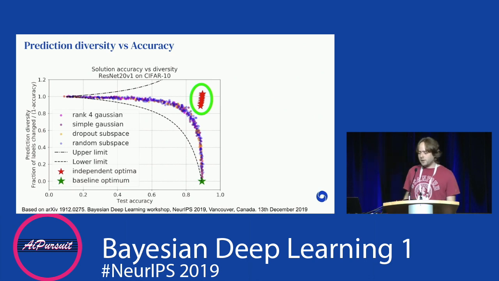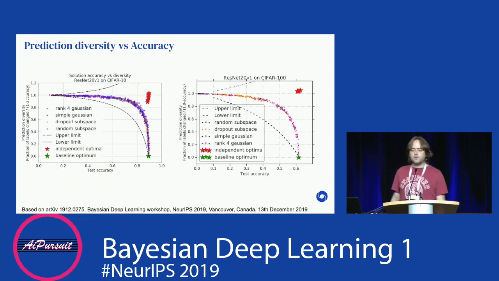Notice that the cluster of independent solutions is an independent cluster that's not reached by these subspace sampling methods. That means that the exchange of diversity for accuracy in this particular case is better than for the subspace sampling methods, as we observed.